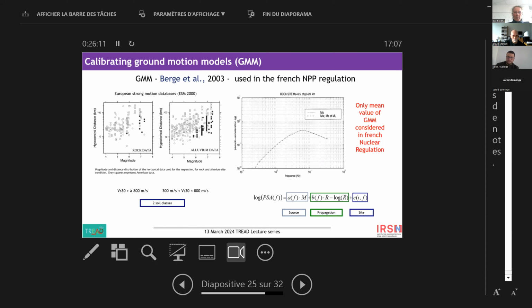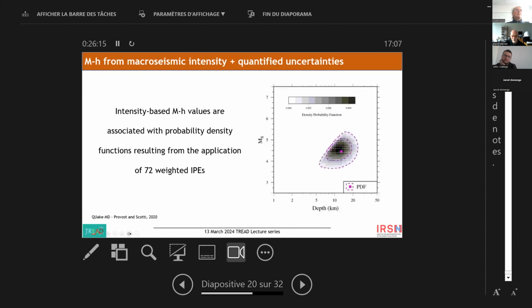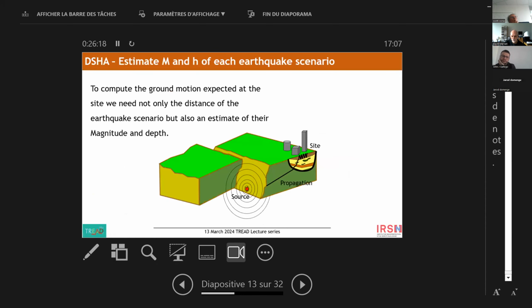But I mean, if we have a site, a seismic zone in. Oh, I'm blocked here. I cannot do anything. See. No, yeah, it's moving. No, c'est bon.